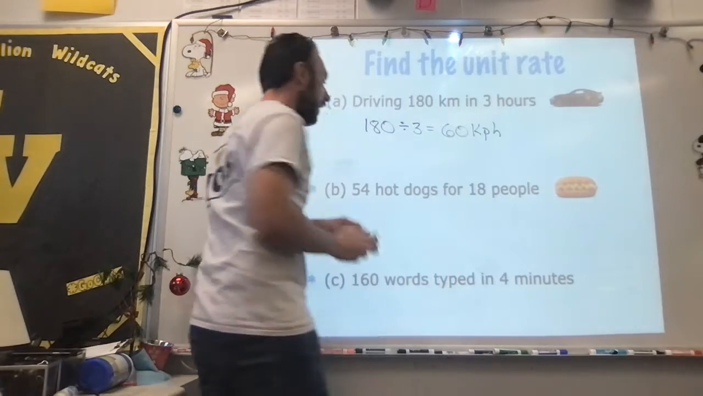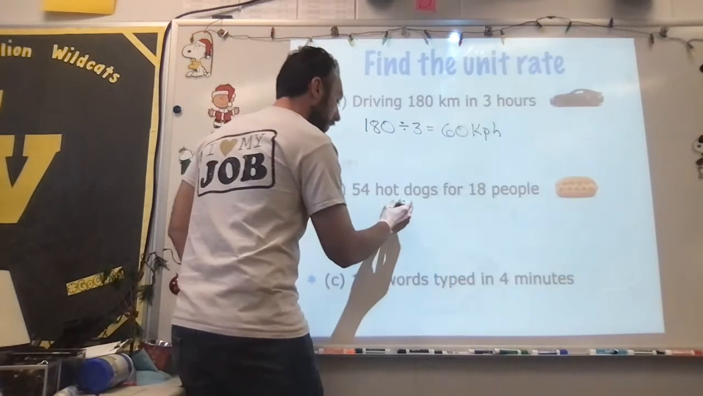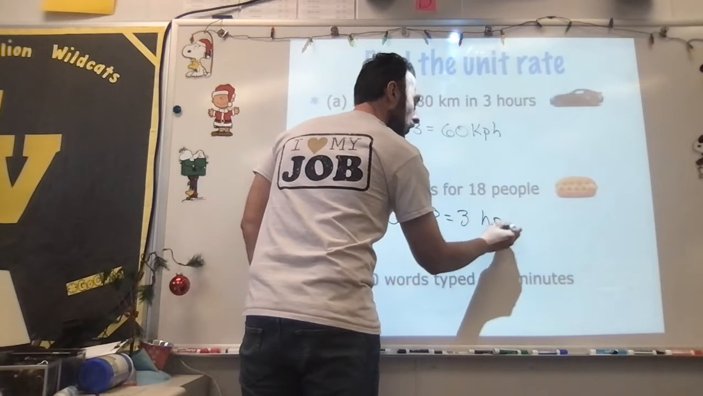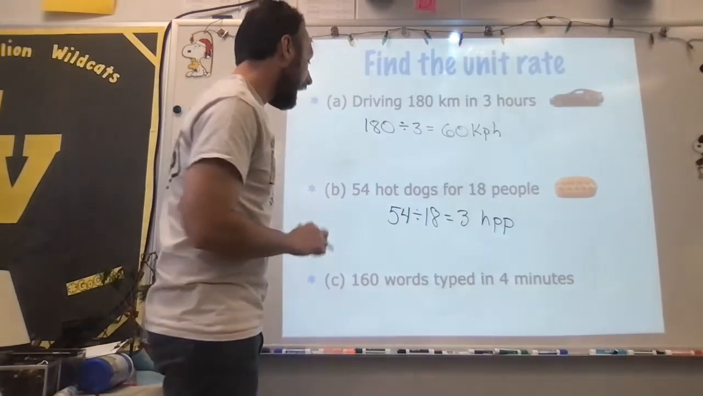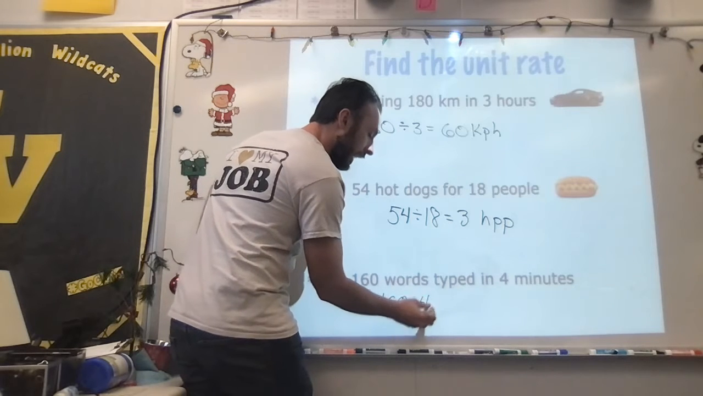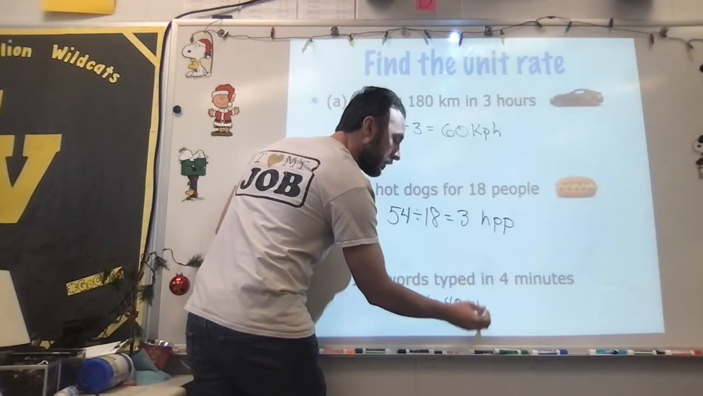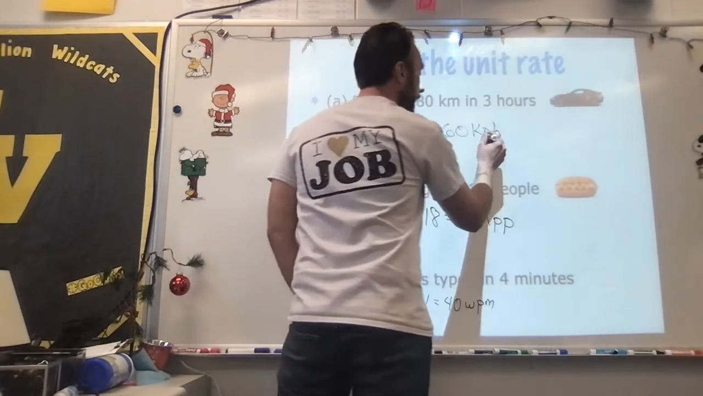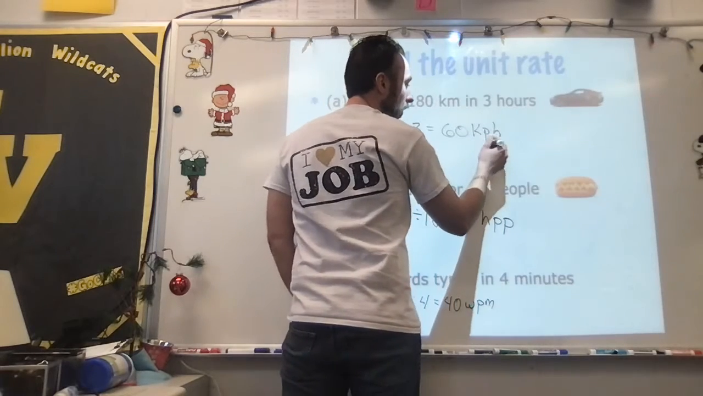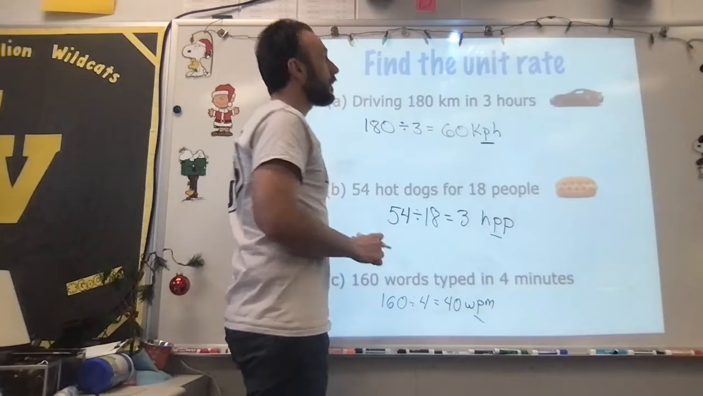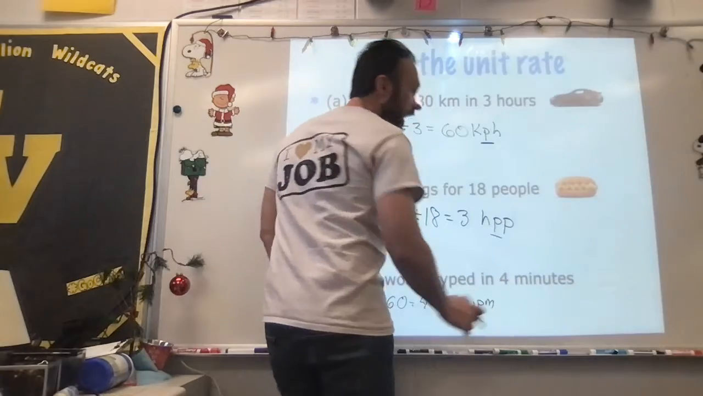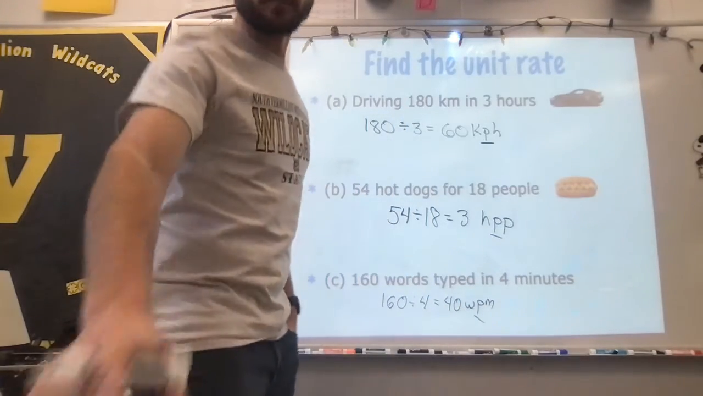What happens if you eat 54 hot dogs for 18 people? Well, that'd be 54 divided by 18, which equals 3 hot dogs per person. And what if you can type 160 words in 4 minutes? You would take 160 divided by 4, and that tells us you can type 40 words per minute. And if you notice the overall theme, with that P in the middle, that's per. When we talk about unit rate, per is a big word because it's per 1 hour, per 1 person, per 1 minute. It's that term we use a lot for unit rate.